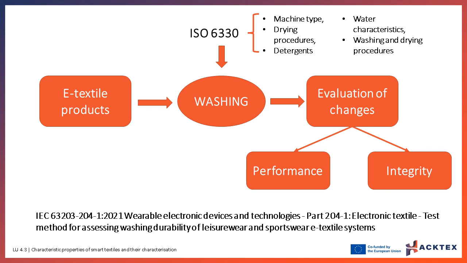Washing and drying procedures. IEC 63203-204, Part 1 specifies a household washing durability test method for leisurewear and sportswear e-textile systems with electrically conductive components and sensors to collect the data of the user.